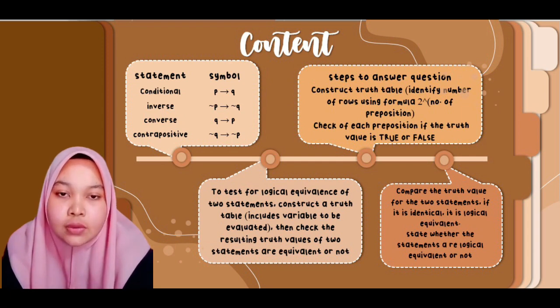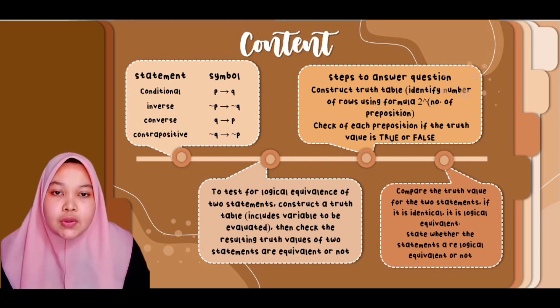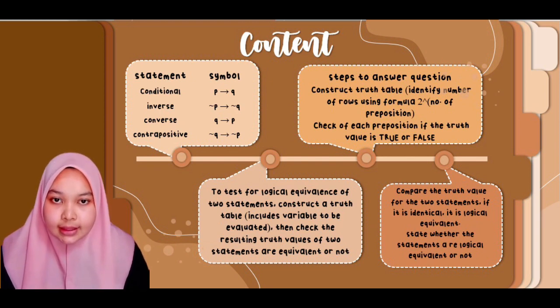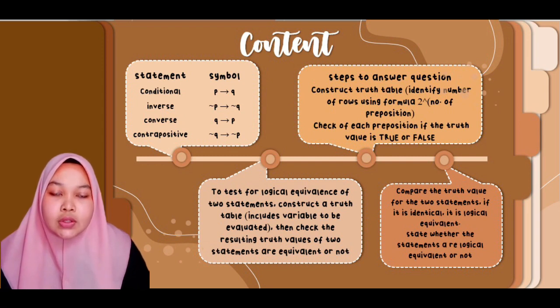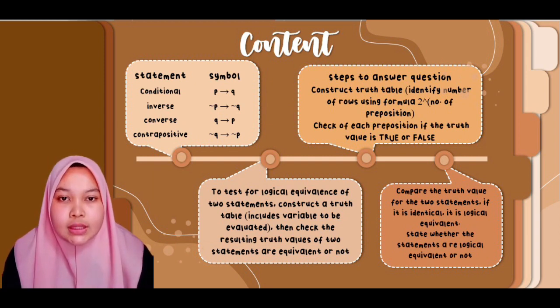The second step is to check, for each proposition, whether the truth value is true or false. If the truth value is true, we write the symbol T, and if the truth value is false, we write the symbol F. The next step is to compare the truth values of the two statements. If the truth values of the two statements are identical, then we call them logically equivalent, and if the truth values are not identical, then we call them not logically equivalent. We need to state whether the two statements given are logically equivalent or not, or we can use the symbol of logical equivalence.